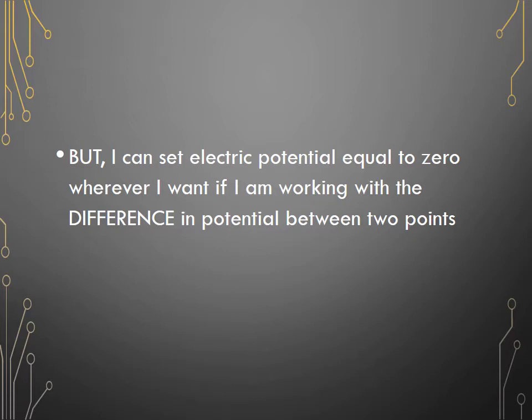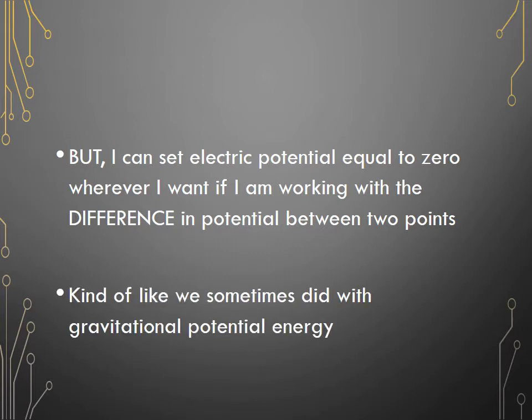So here's the thing. I can set electric potential equal to 0 wherever I want if I'm working with just the difference in potential between 2 points. This is like when we studied gravity, and I could set my gravitational potential energy 0 anywhere, like say the tabletop, if everything's at the same level and all I care about is the height above the table. Okay?